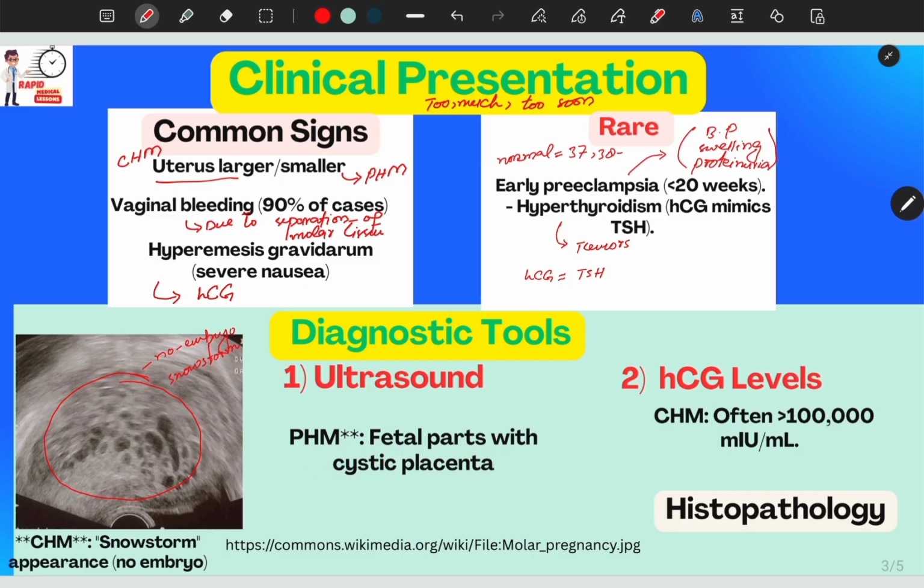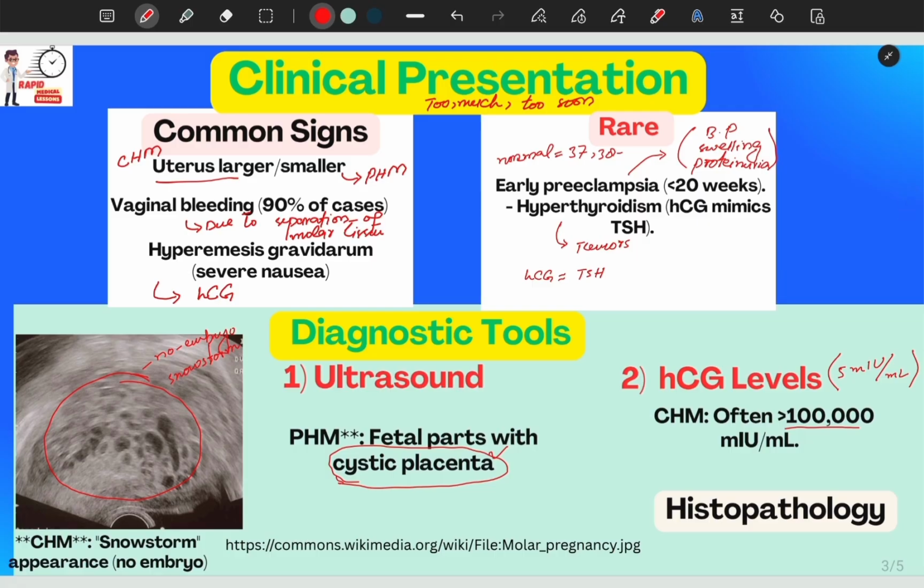The second factor that can lead to diagnosis is the HCG level. Normal HCG levels are typically undetectable, with a range of 5. It is a hormone produced as a result of implantation of a fertilized egg. In complete hydatidiform mole, the HCG level is more than 100,000 international units per milliliter.